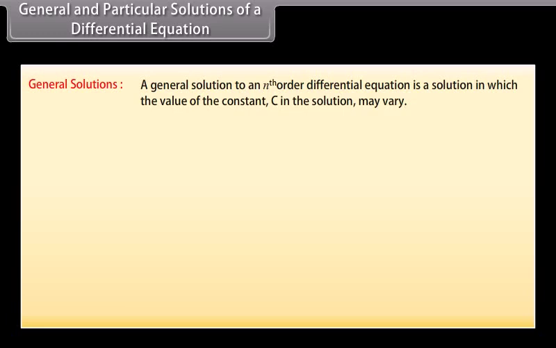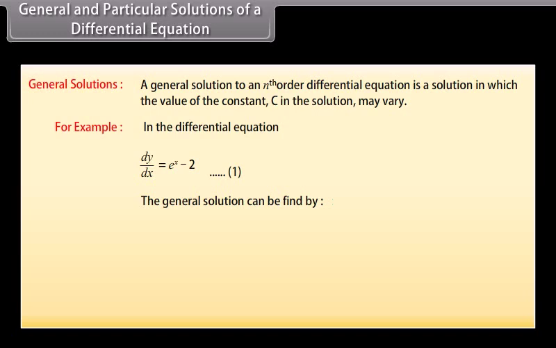General and particular solutions of a differential equation. General solutions. A general solution to an nth order differential equation is a solution in which the value of the constant c in the solution may vary. For example, in the differential equation, dy by dx equals e raised to the power x minus 2, name it as 1. The general solution can be found by integrating equation 1 on both sides.